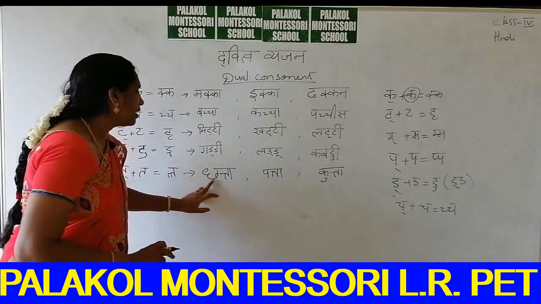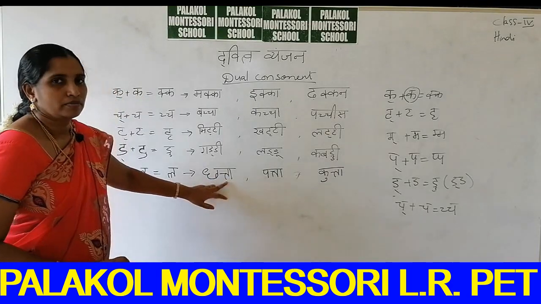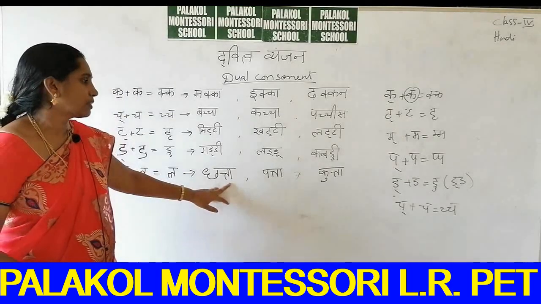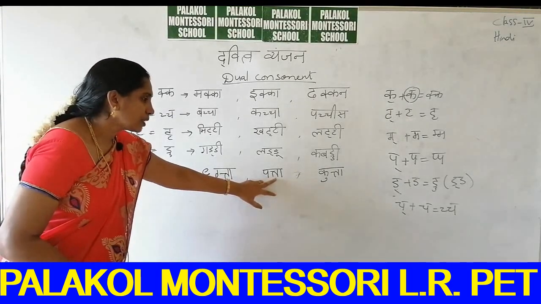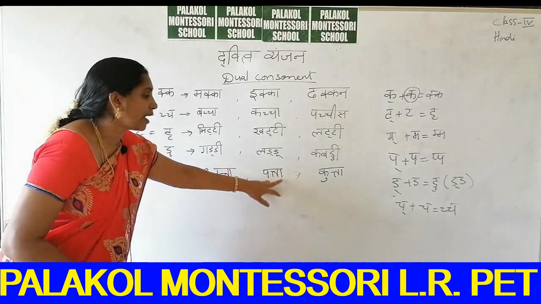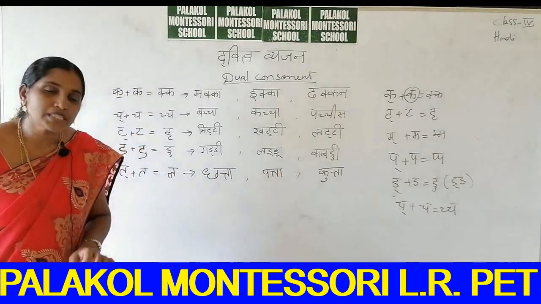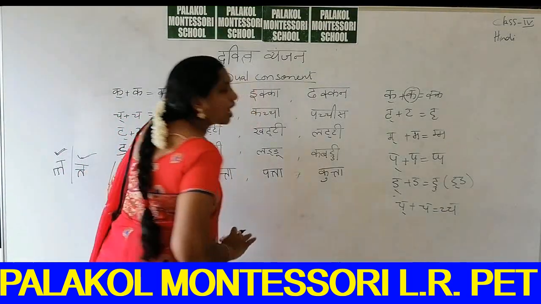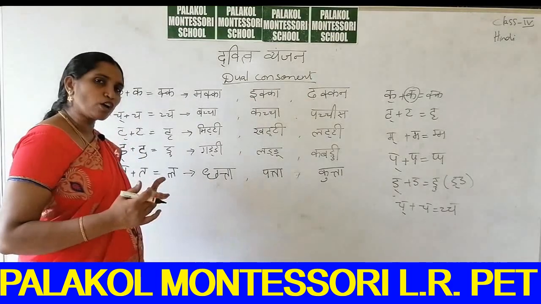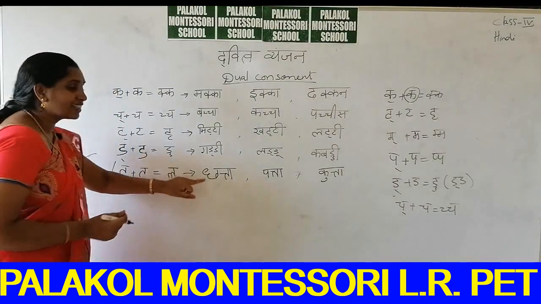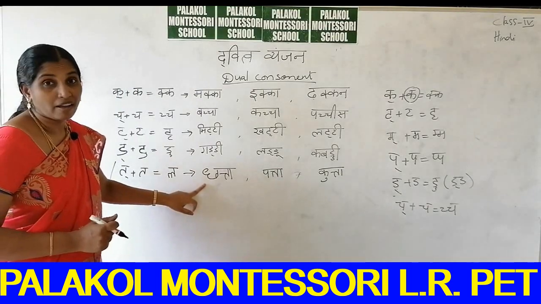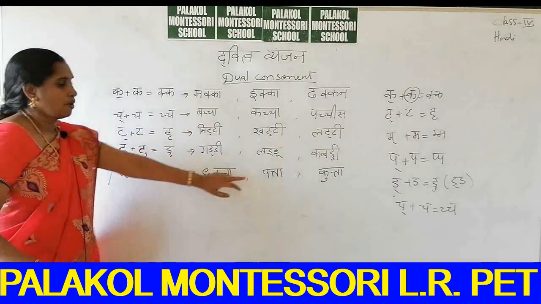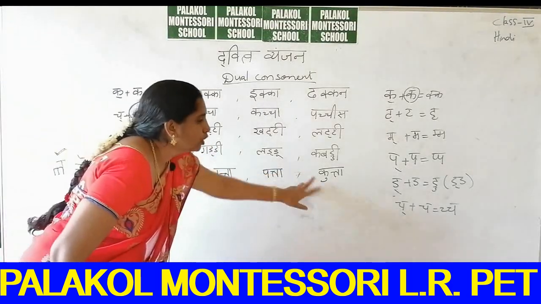Okay, children. Cha plus ta ki ta. Ta ki a ki matra is there. Chhata. What is it? Chhata. Next, pa ta. Ta ki a ki matra. Patta. Patta means leaf. Leaf. L-E-A-F. Next, kutta. Kutta means dog. So here, chhata means umbrella. In rainy season you are using that, no? That is umbrella. Chhata and patta and kutta.